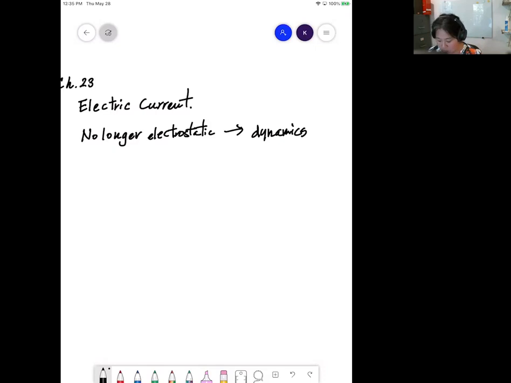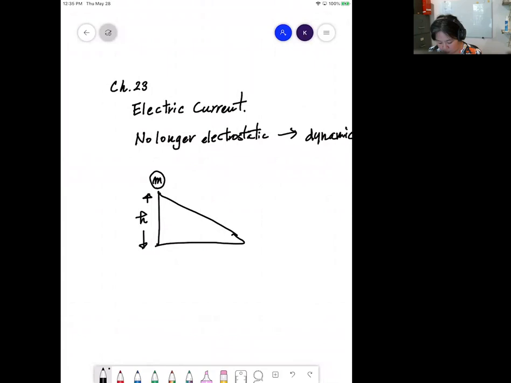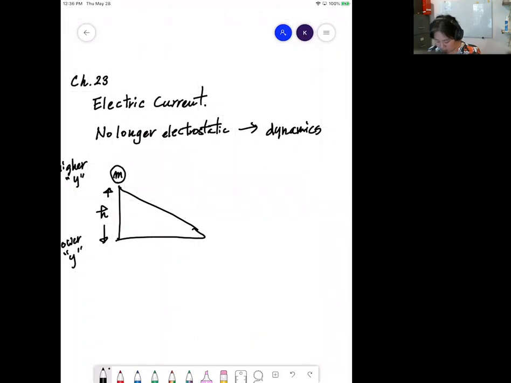So remember, let's do the analogy with mass. How does the mass move? By the gravitational force, right? It moves down under gravity whenever you have a height difference. You have a height difference, and the mass will move from a higher location, higher y, to a lower one. There's a gravitational force pulling it down, so it moves downward.